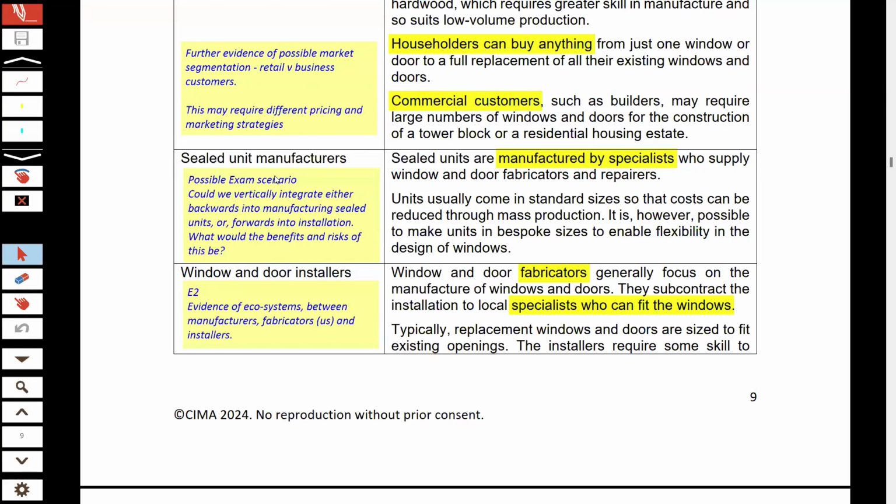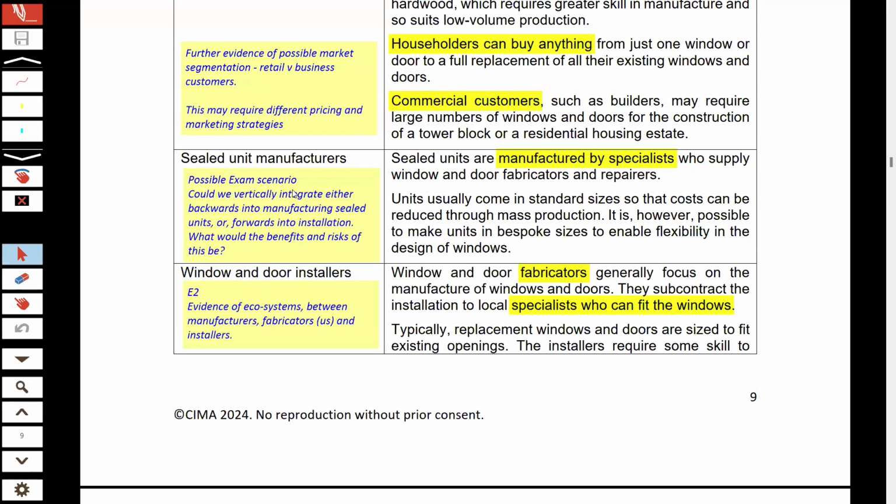Remember, I said that at the moment, all of our windows are installed by third-party companies. So Shinyglas kind of has lost a bit of control there. So to regain control, what about the proposal to either acquire one of these installer companies or actually set up our own installation division? So lots of possibilities here.